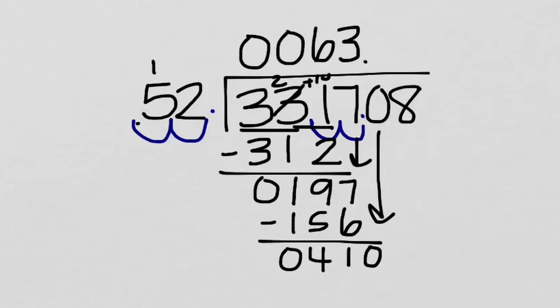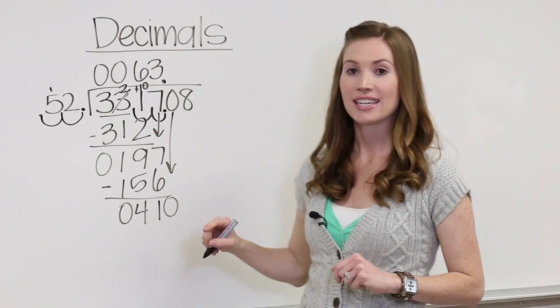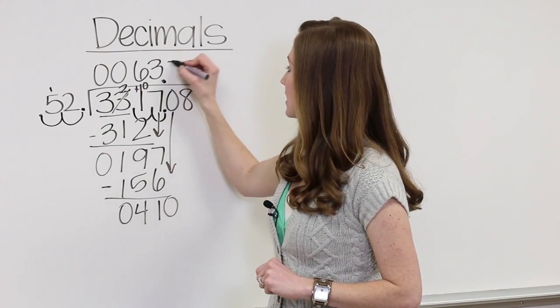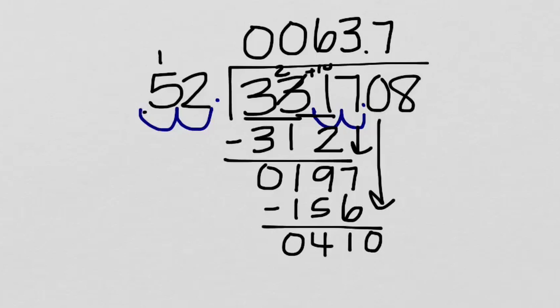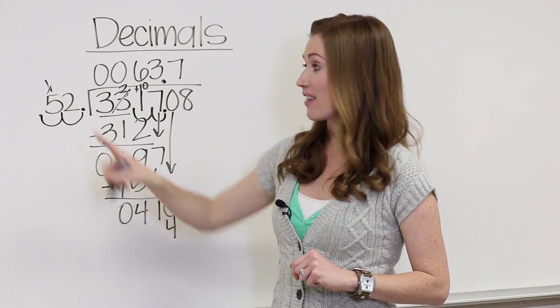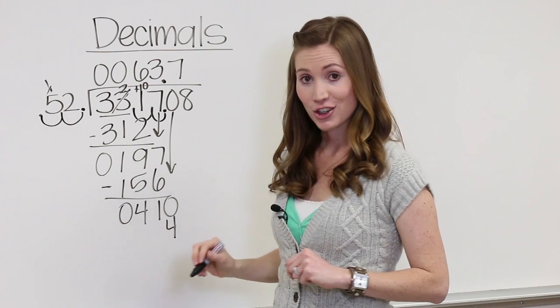How many times can 52 go into 410? It can go in 7 times. 7 times 2 is 14. We write the 4, carry the 1. 7 times 5 is 35, plus 1 is 36.